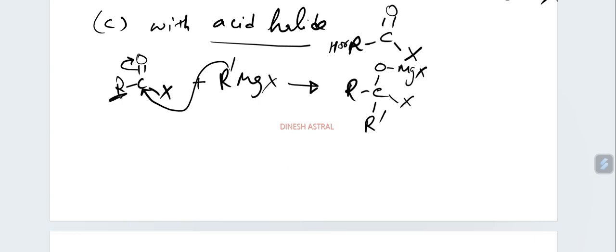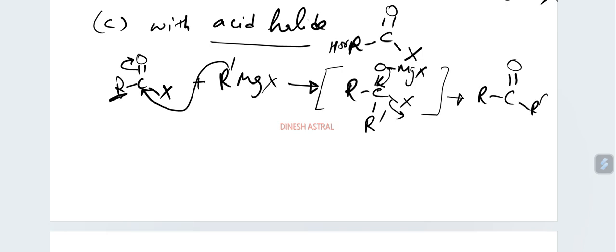So now, in this molecule, what exactly happened? This bond between oxygen and the magnesium will move here, between this oxygen and carbon, and this halogen will leave the molecule. So what you'll get here is R, R dash. So you get this molecule.